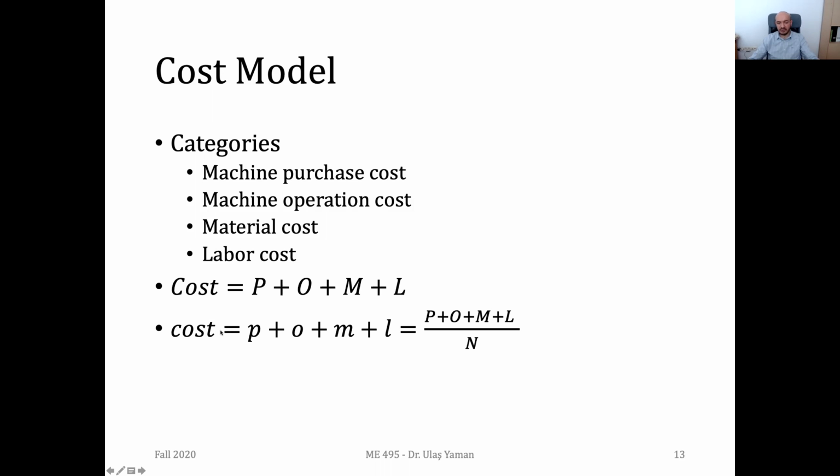We can say that it's the cost per product. So it's equal to this equation. We have purchasing cost, operation cost, material cost, and labor cost. And later, if you divide it by the number of products you have, you can obtain cost per product.